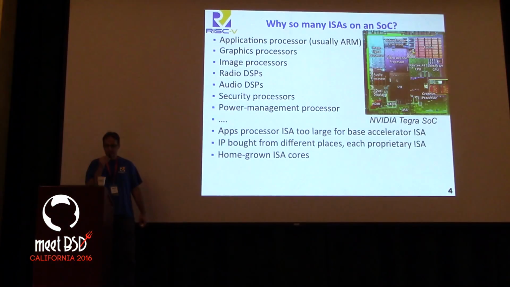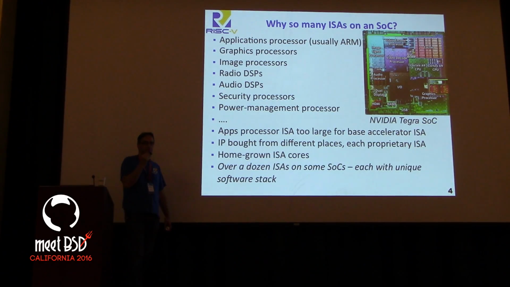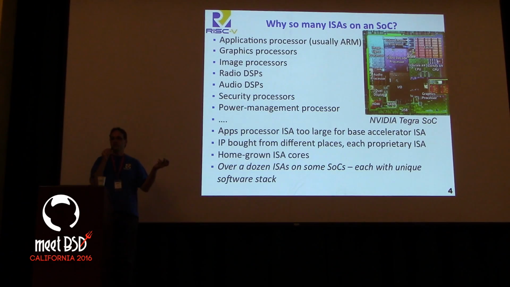Oops. This is a real pain for the industry. There are many ISAs on a single chip, each of which has a unique software stack, right? Now imagine you have like 15 different ISAs and none of them run the same version of GCC, right? You're trying to write code for your standard library, for example. So this is a major pain.